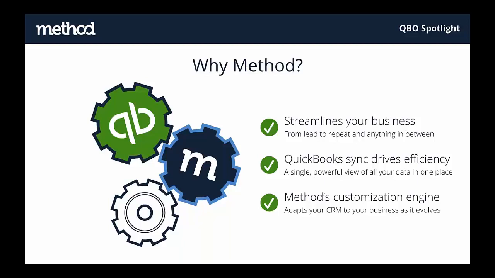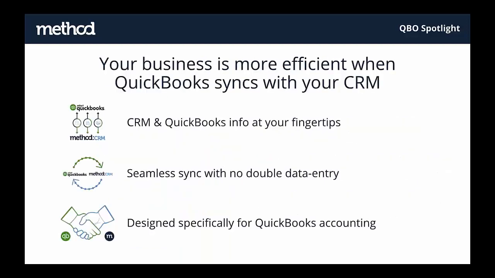And then finally, as I mentioned earlier, Method's customization engine. So you can actually adapt your CRM with Method as your business evolves and keep tweaking and modifying it so you're never really outgrowing the combination of these two solutions, the accounting from QuickBooks and then your CRM from Method. So with all this, your business is more efficient when QuickBooks syncs with your CRM. You got your CRM and QuickBooks information all at your fingertips. That seamless sync with no double data entry, and it's designed specifically for QuickBooks accounting.